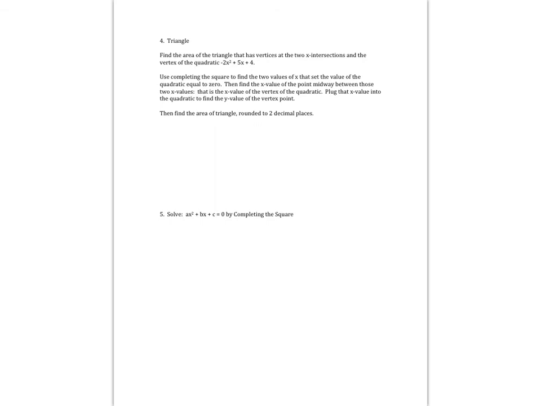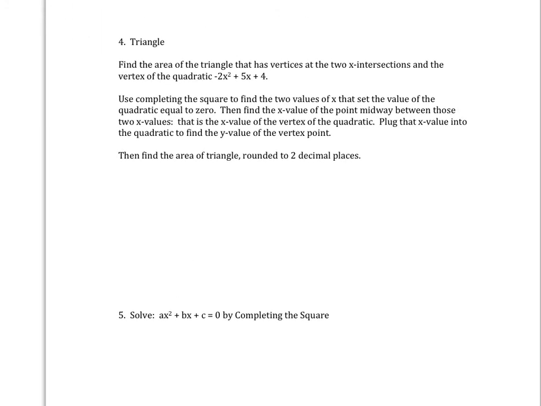Okay. Lastly, let's take a look at this one. All right, we're going to find the vertices and the vertex of the quadratic. So we're going to use completing the square. And so we're going to say that negative 2x squared plus 5x plus 4 is equal to 0. And we want to use completing the square. So we're going to divide by negative 2 first. That'll give us x squared minus 5/2 x minus 2 is equal to 0. We're going to make this x squared minus 5/2 x equals 2.